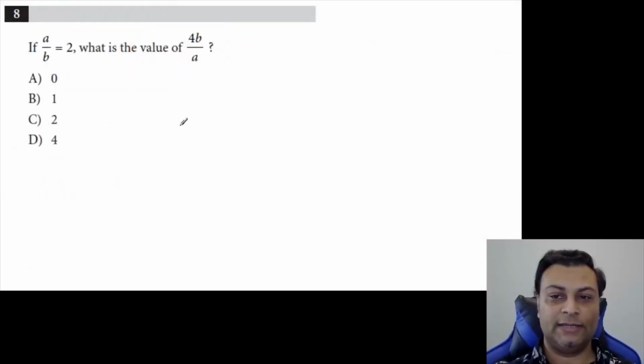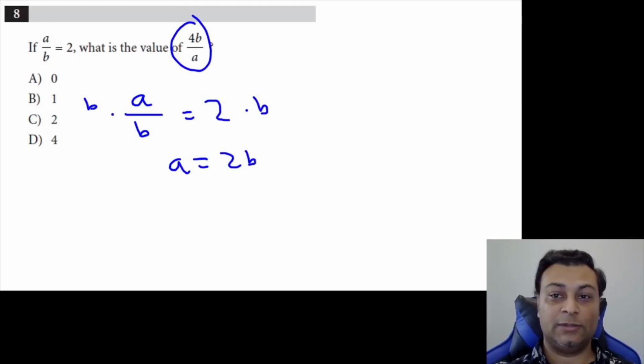Moving on to number 8. If a over b equals 2, what's the value of 4b over a? There are several ways to approach this problem, so let's take a look at what we can do. We can write down a over b equals 2. And you can times by b here and times by b here, and you would have a equals 2b. We're trying to get this, so let's keep working until we get that.